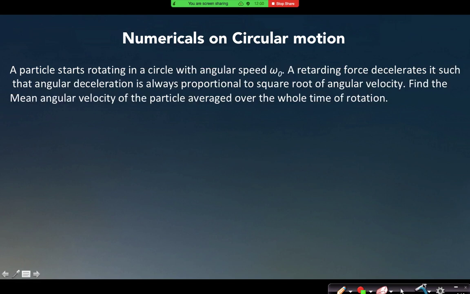Sir, is the answer of this question omega naught by 3? Yes, omega naught by 3, yes. We have done a very similar question in one-dimensional motion with variable acceleration also. Yes, we have, sir. Yes, a similar type of question I have given here.